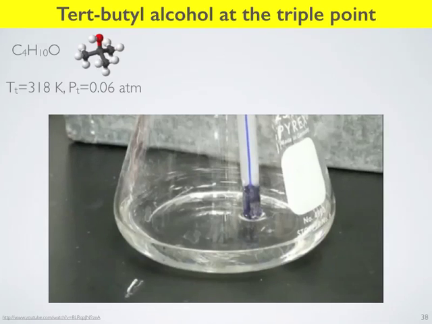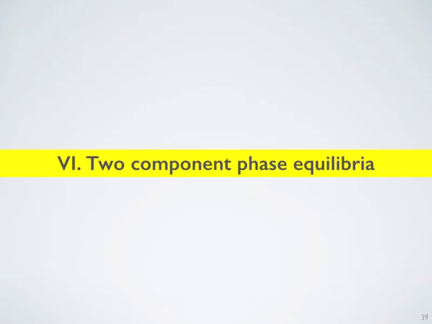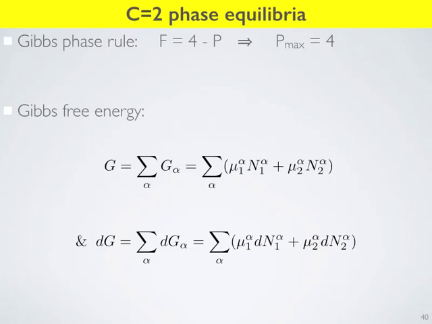And then we said, okay, let's start worrying about two components. So this is all still recap. And so we said, let's worry about C is equal to two. So Gibbs phase rule says the maximum number of phases that can coexist is four. And we can express the Gibbs free energy as the following. So the Gibbs free energy of the system, sum over the phases alpha, dive into each phase alpha and worry about the two components that make up that phase. So I goes from one to two.